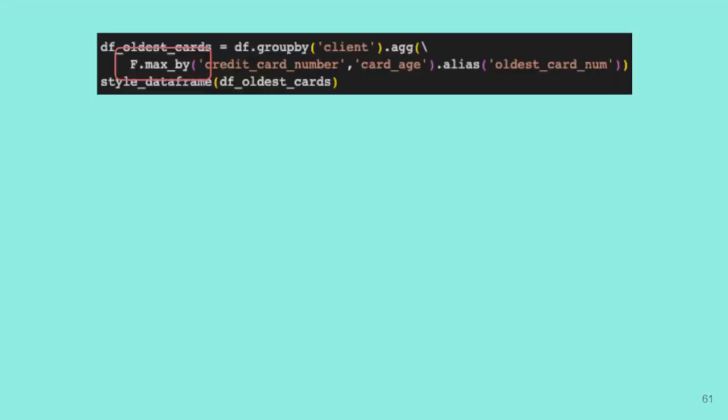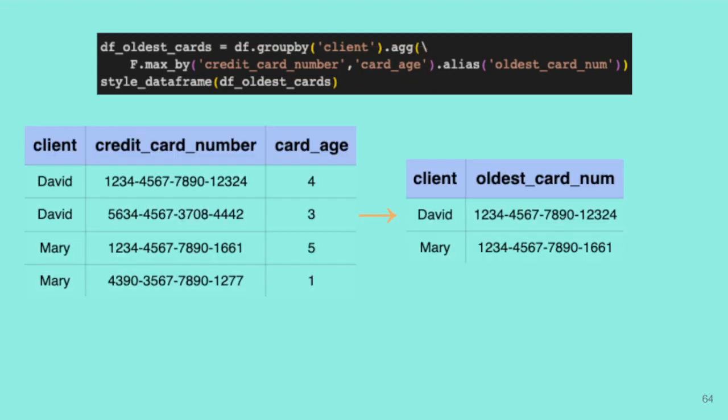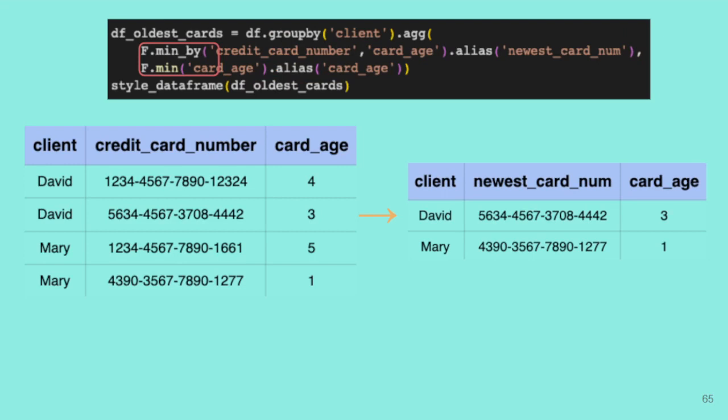To get just that, we can use the max by aggregate function. We want the credit card number with the max card age, which is exactly what we get. We can get a similar result using the min by aggregate function, of course, that will yield the newest card per client. We also added the age here using the min function.